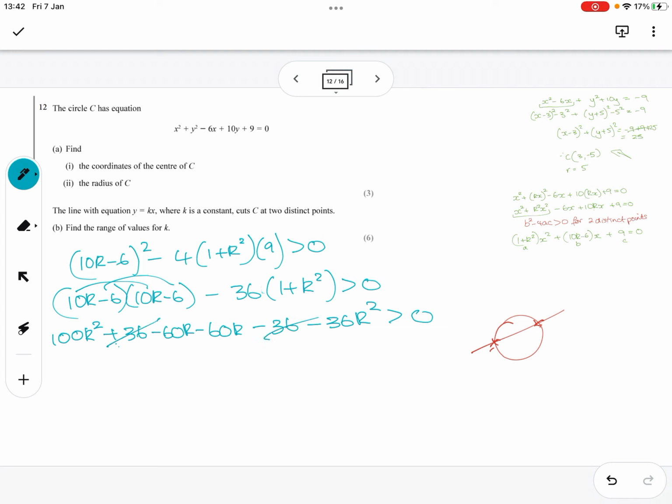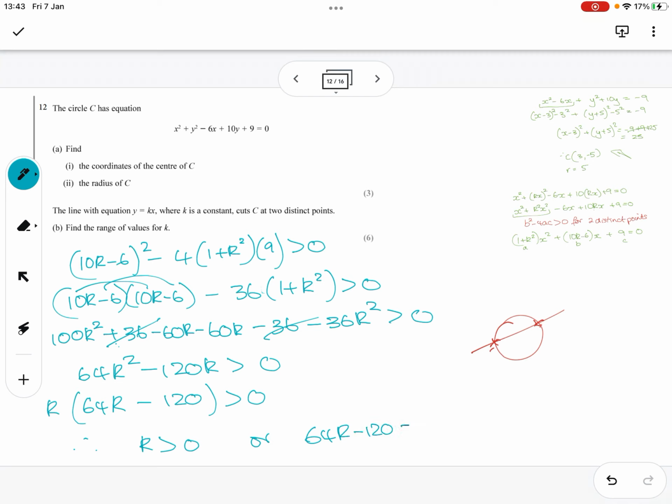Oh look, plus 36 and minus 36 disappear. I've got 100 minus 36, which gives me 64. 64k squared minus 120k is greater than 0. Just going to take the k out because I can't be bothered to take anything else out. So therefore k is greater than 0, or 64k minus 120 is equal to 0. So k equals 120 divided by 64, which is the same as 15 over 8.